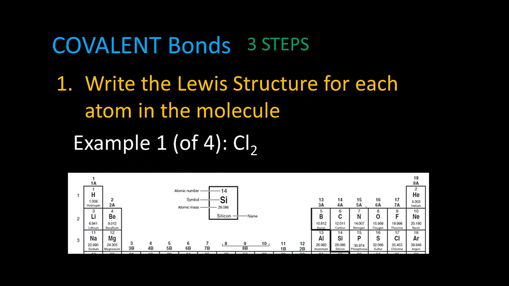And our example is chlorine. So we know chlorine's right here. It has 7 valence shell electrons. There's 1. We're writing it for each atom. And there's the other chlorine.